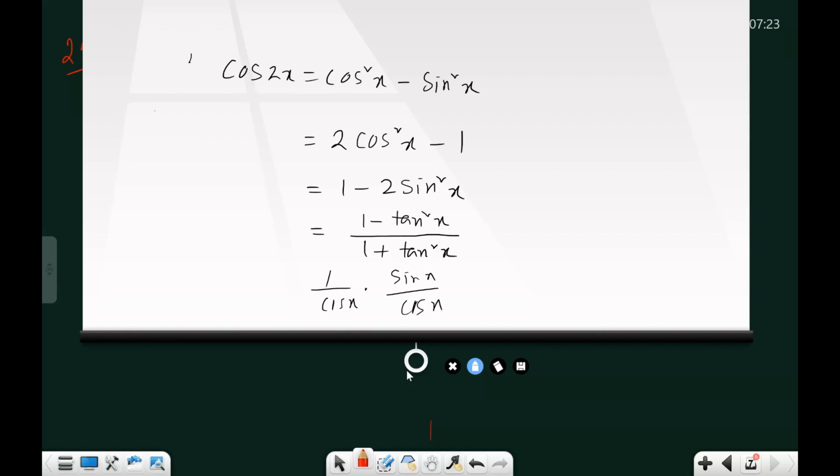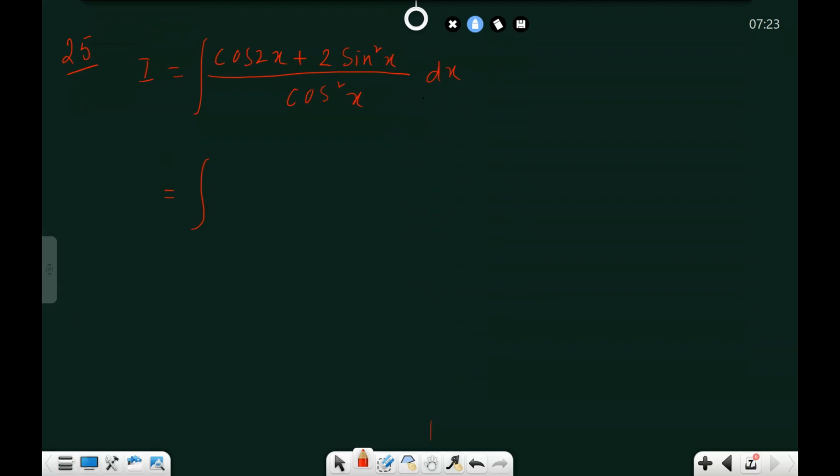So these are the four formulae that can be written for cos 2x. So in this problem, you see, I have to use the third part.